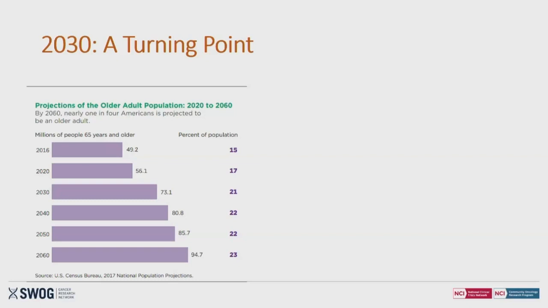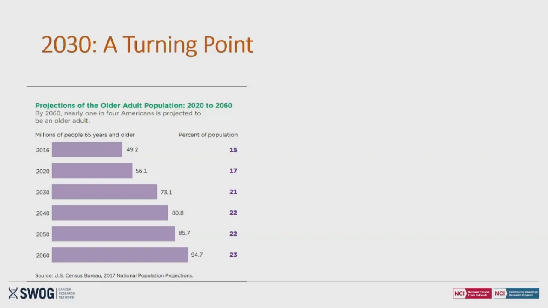And that's the baby boomer generation. But by 2030, all of the baby boomers will be older than 65, and baby boomers are those born between 1946 and 1964. And the nation's 65 and older population is projected to nearly double in size in the coming decades, from 49 million in 2016 to 95 million in 2060.